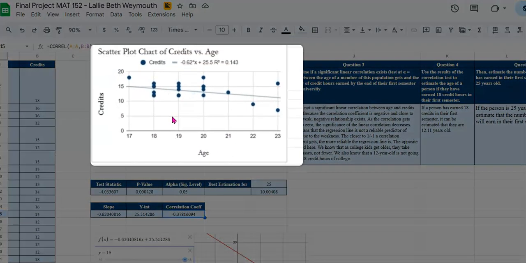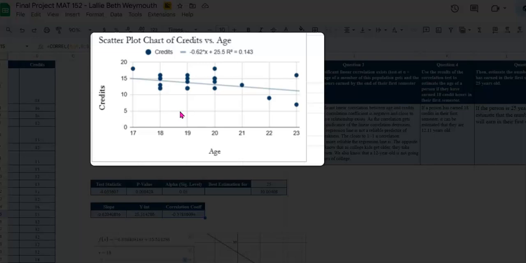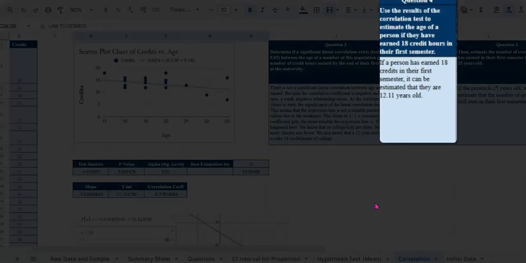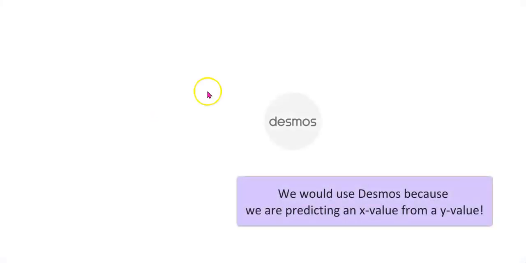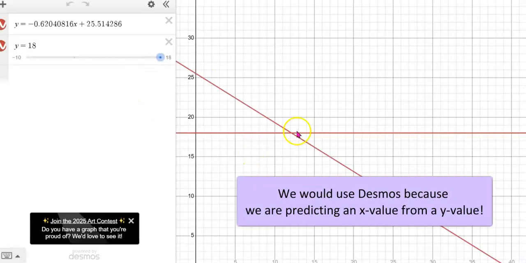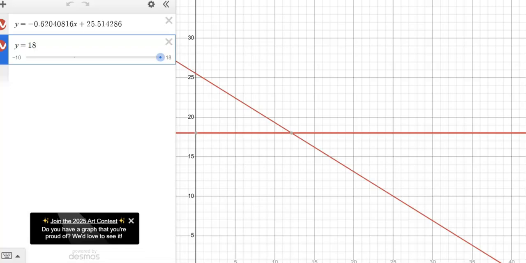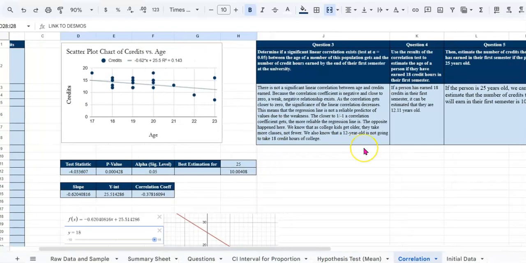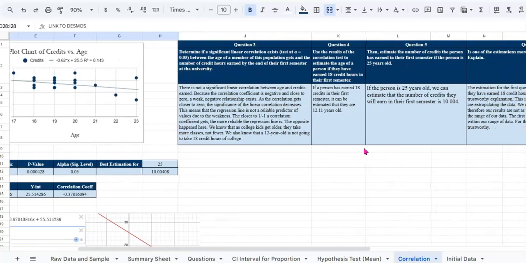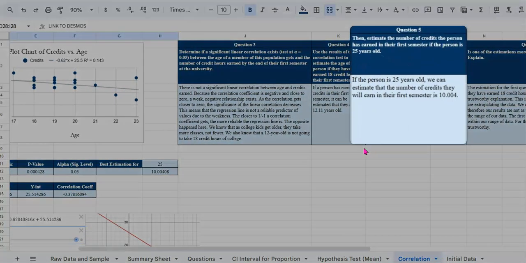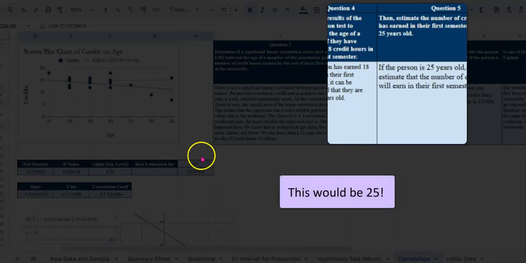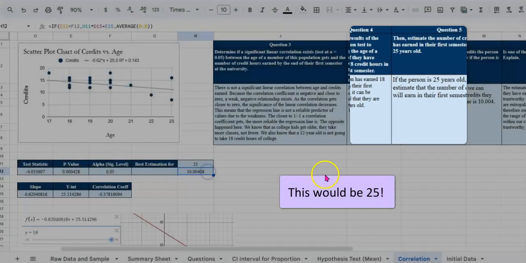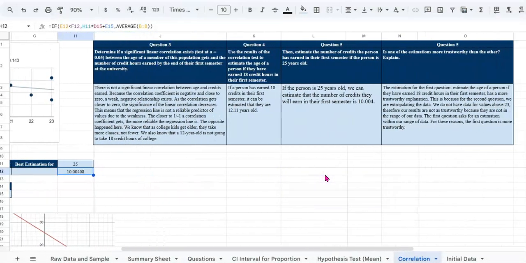We know that as college kids get older, they tend to take more classes, not fewer. So this doesn't really make sense, estimating the age of a person if they have earned 18 credit hours. We can use our Desmos graph and plug in y equals 18, and we get that the person would be 12 years old, which doesn't really make sense. I don't know any 12-year-olds that are taking 18 credit hours a semester. And then for question 5, we plug in the x value, and we would get 10.004.